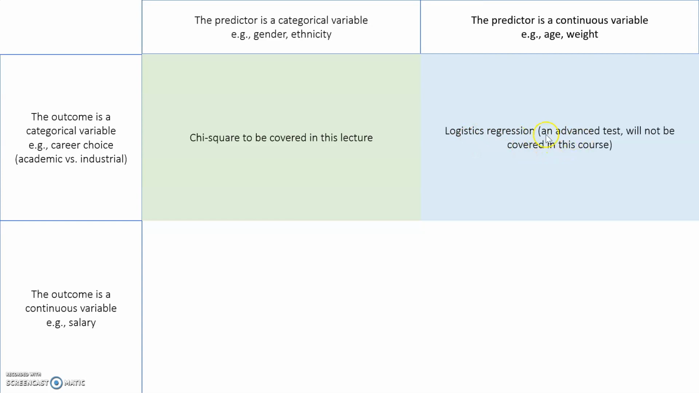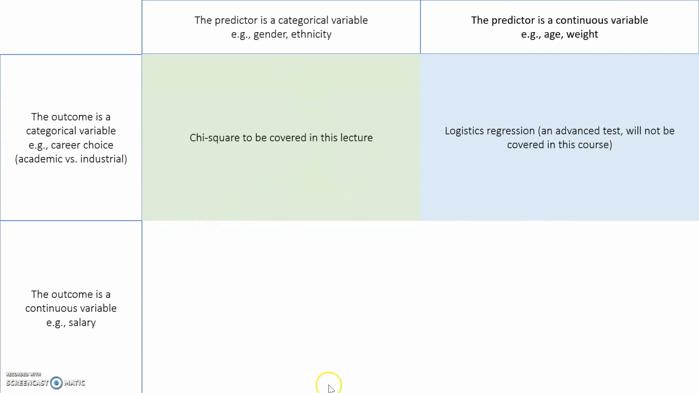But this is a really advanced test, so we're not going to cover this test in this semester's course. But if you're going to do a logistic regression for your thesis or for your term project or whatever, feel free to come to me and I'll give you probably a crash course. Okay, so that is the first two tests.